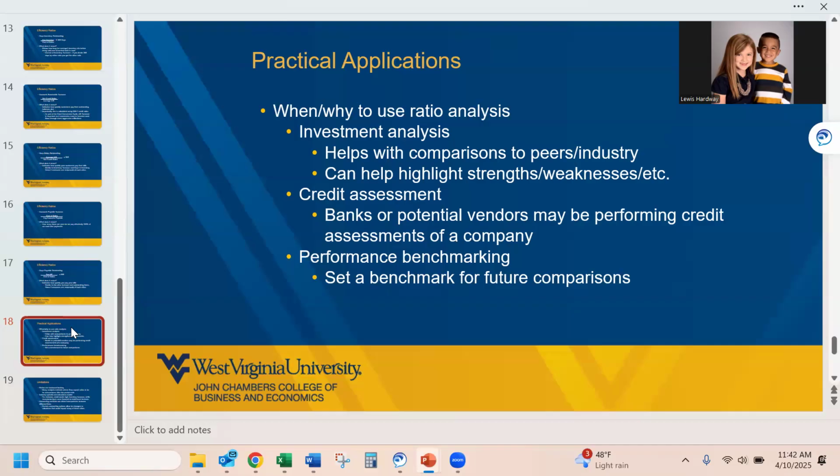And then the last is setting a benchmark for yourself that you can look to going forward. Like, this is where we're at, and you can see how your company is progressing year after year.